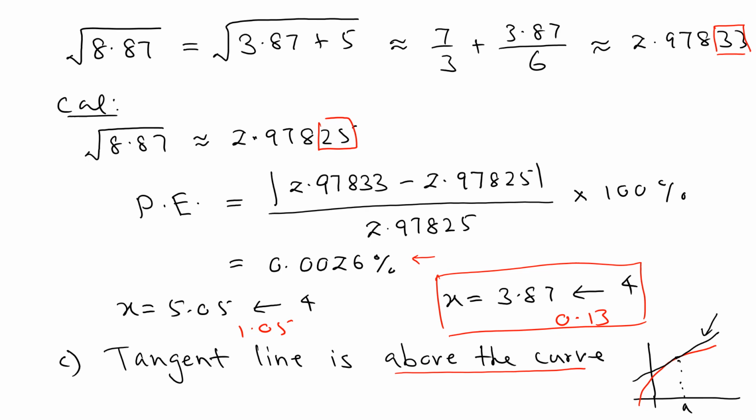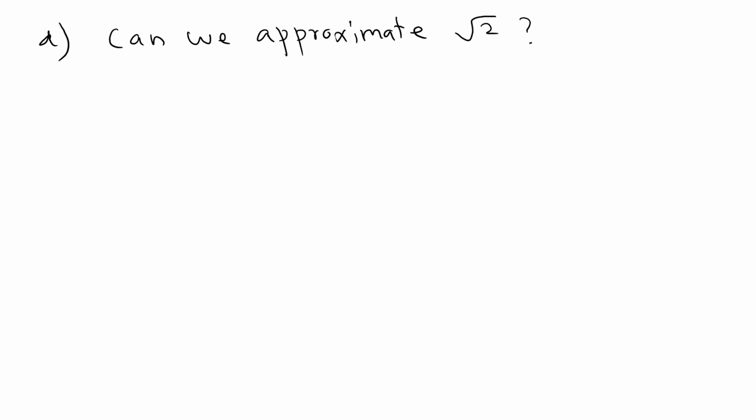So the tangent line is above the curve, so it is an overestimate. So let's look at the next part. It's asking, can we use the same approximation to approximate square root 2? So what may be the issue here?